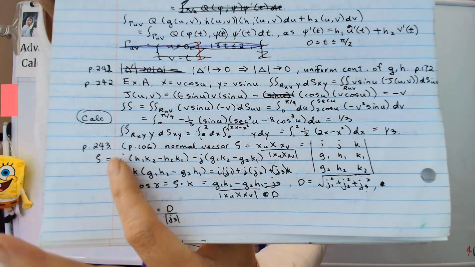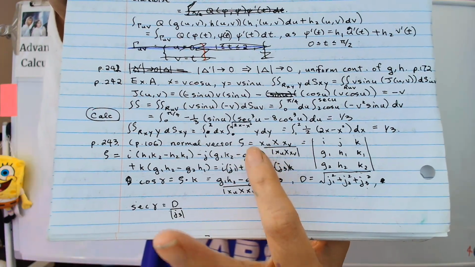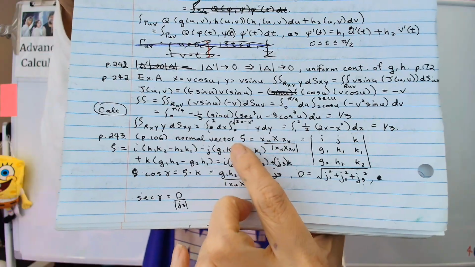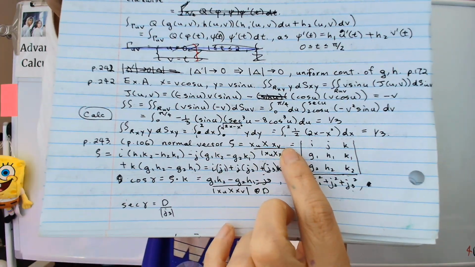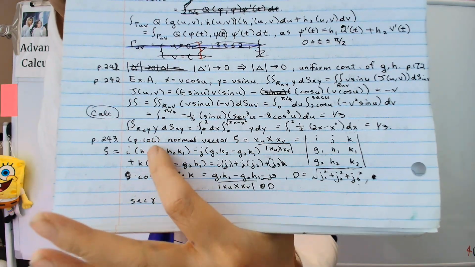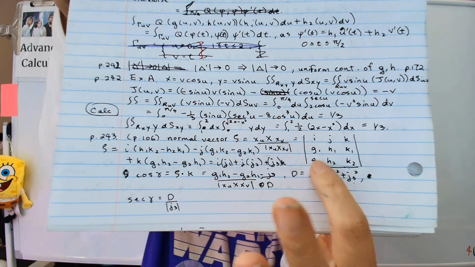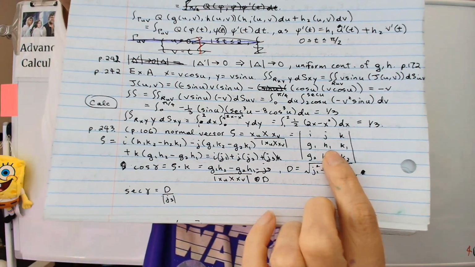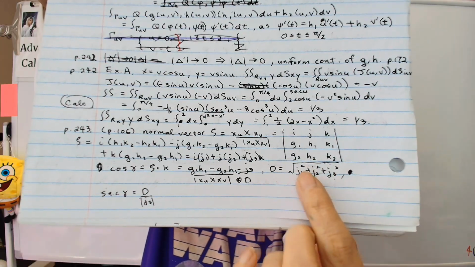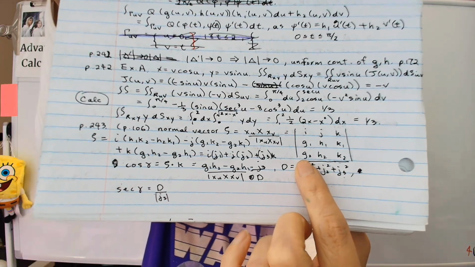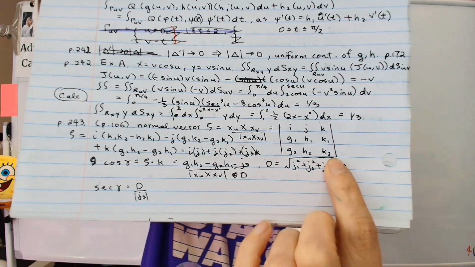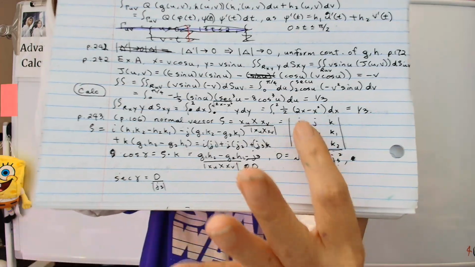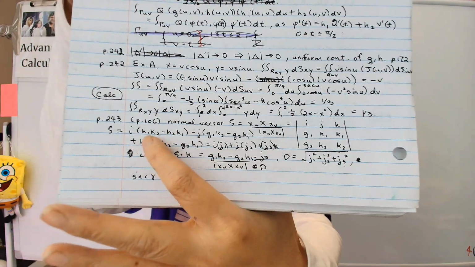So here's how I calculate it. Zeta is xu cross xv as given on page 106. I did the cross product here: xu we'll call g1, h1, k1, and xv will be g2, h2, k2. When you do the cross product, you notice that's exactly what it is.